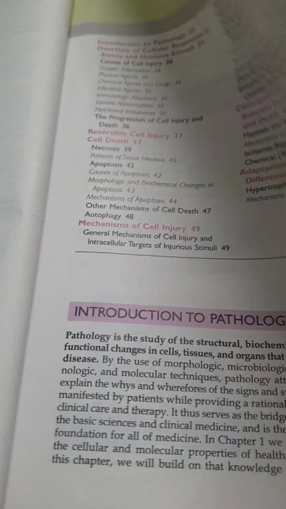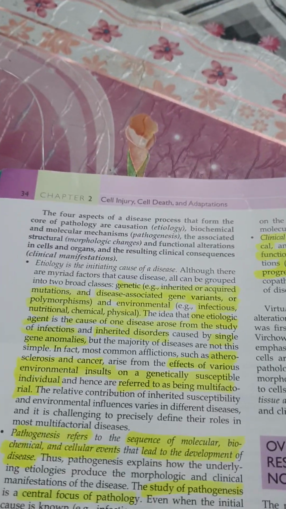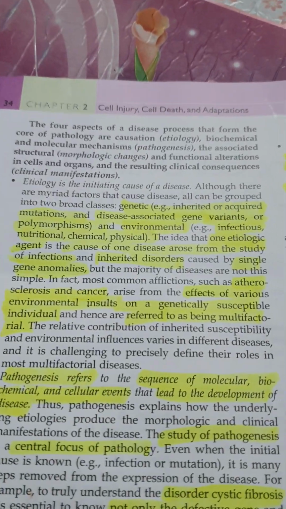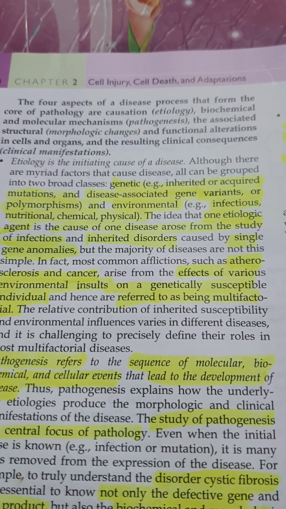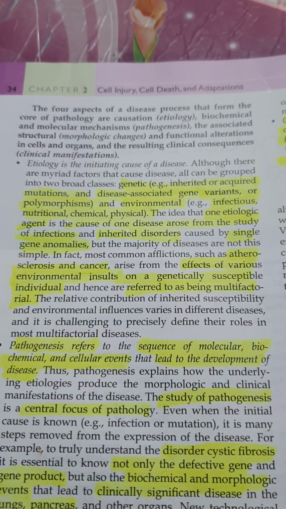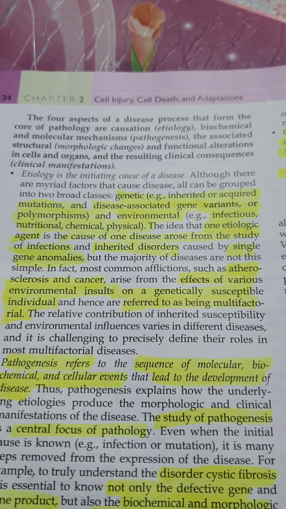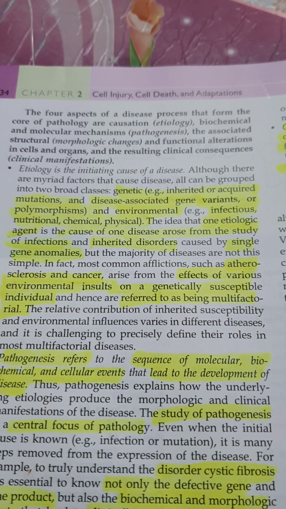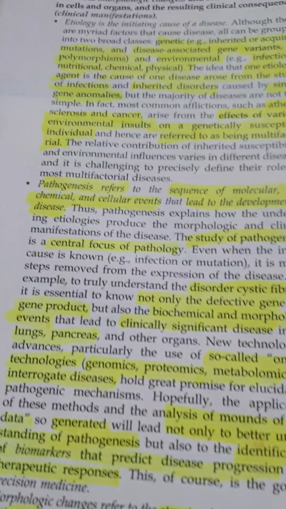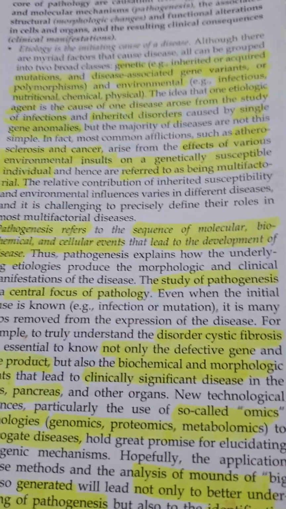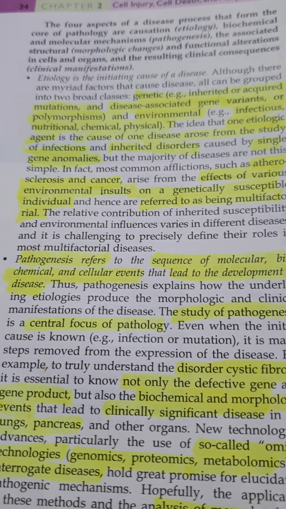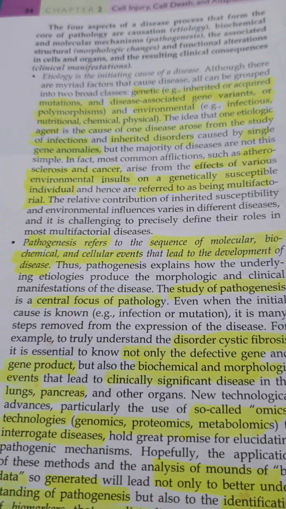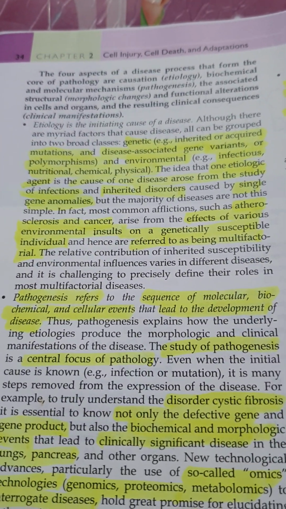Next, we'll be seeing the four important aspects of pathology. The first one is how the disease is caused, that is causation, or in medical terms, etiology. Next, we'll be seeing biochemical and molecular mechanisms, that is pathogenesis. Then we'll discuss the morphological changes, that is physical changes, and functional alterations in cells and organs and clinical manifestations. So let us see what is etiology. Etiology is nothing but how a disease is caused.